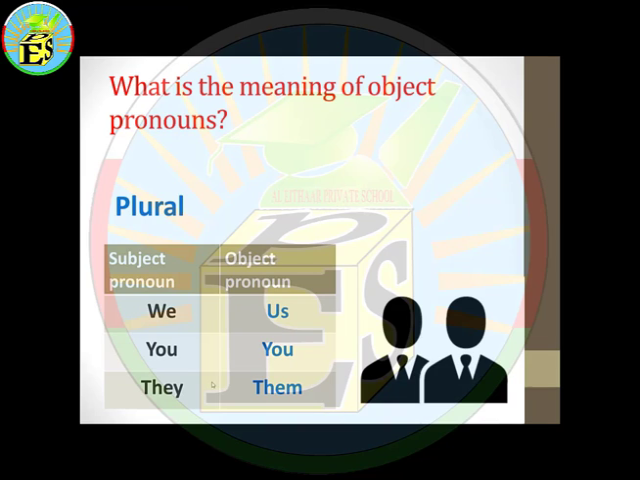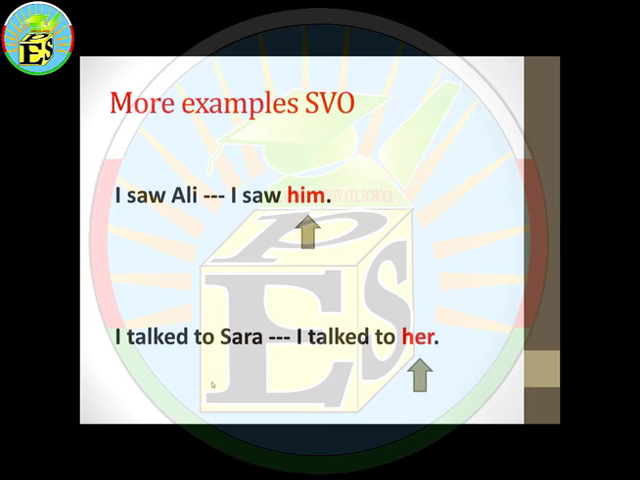So let's move to get some more examples that would help us to understand this grammar rule. More examples, SVO. What is the meaning of SVO? Well, this is a type of sentence, which means that it starts with a subject, followed by a verb, and then an object. Alright? So here, I saw Ali. Alright?